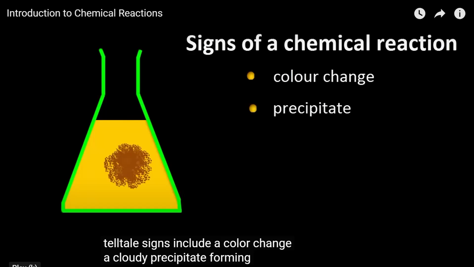Cloudy means that the light is coming in and it's bouncing back. That's why it's not going through. That's why it's not transparent. What is it bouncing off of? What is the light bouncing off of?